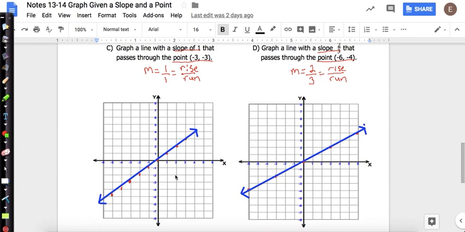Now, if you flip back to the front page and look at choice A, that is the steepest line we have because it has the largest slope. And if you look back at graph B, it has a slope of 1/4. That is the flattest line, the least steep, because that has the smallest slope.